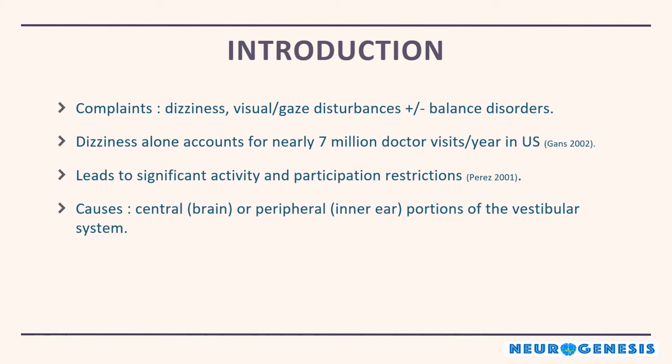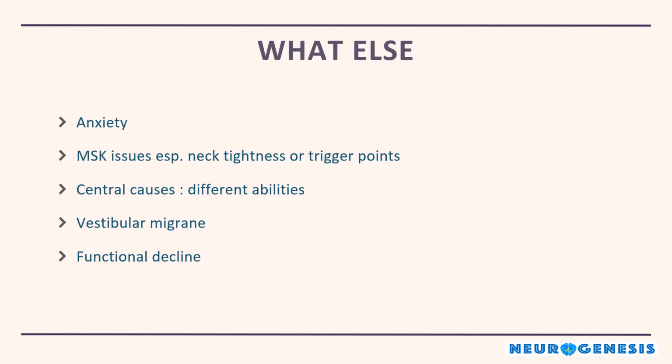So the causes are usually of a central cause, a peripheral, and I've also noticed they usually come with both. They have both pathology. The patient also comes with anxiety because of falls. He also may have some MSK issues like musculoskeletal pain because he doesn't want to turn the head too fast, so he keeps it in a particular position.